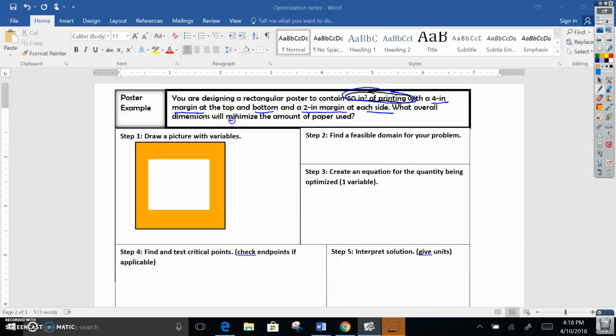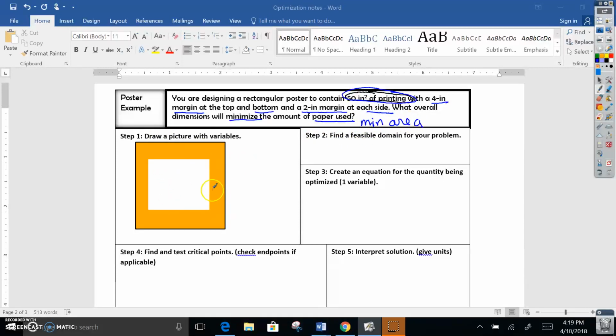Okay, so minimizing paper used. Again, we're talking about minimizing the area of that poster. So I'll just write that down so I have that in mind. And I need to give the dimensions that's going to accomplish that.